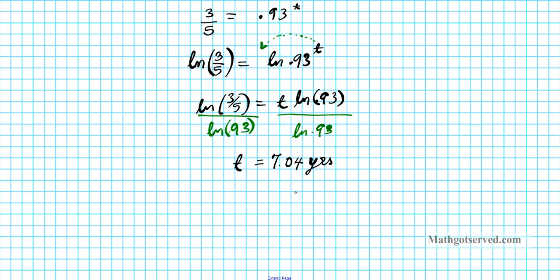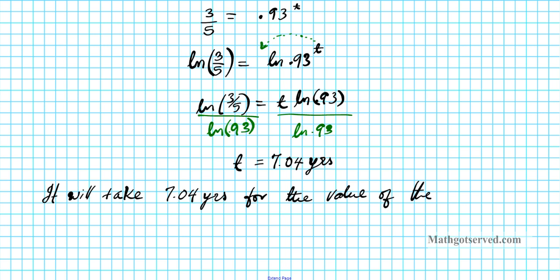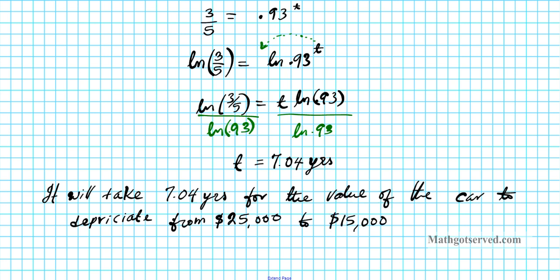All right, so let's write down the meaning of our answer. It will take 7.04 years for the value of the car to depreciate from $25,000 to $15,000. Okay, so there you have it.